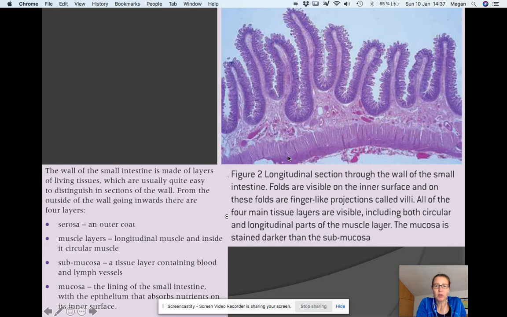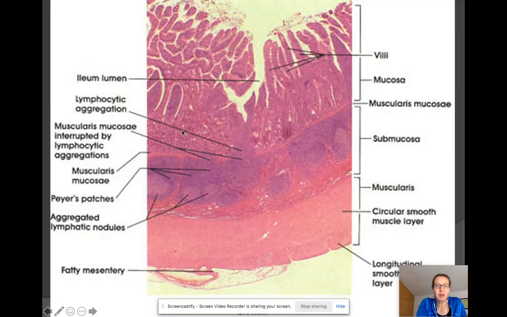And then, of course, you have those longitudinal and circular muscle layers. Okay, so now one more picture showing you the circular smooth muscle layers, and then of course we have the submucosa area, and then the mucosa along the outside. Okay, so here's just another picture of it.